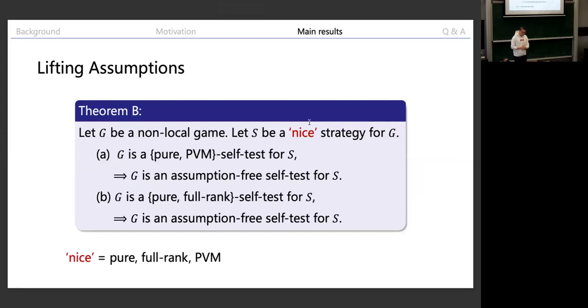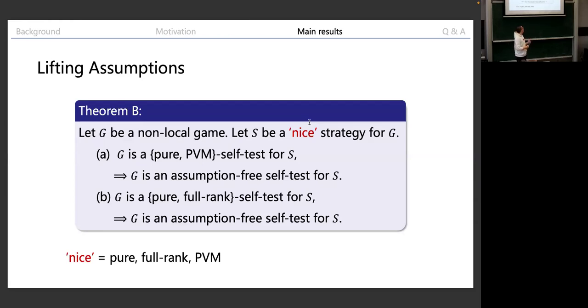Our result shows the following. Let G be a normal game and S be a nice strategy for the game G. Here, nice means that strategy S is pure and full rank and PVM. So it has all the nice properties that we want for a strategy. And we let it be the canonical strategy of the game G. Now part A of our theorem says that if G is a pure PVM self-test for S, then it's automatically an assumption-free self-test for S. The implication from right to left is trivial. So it basically shows that pure PVM self-test equals assumption-free self-test. In this case, those assumptions could be removed without loss of generality.